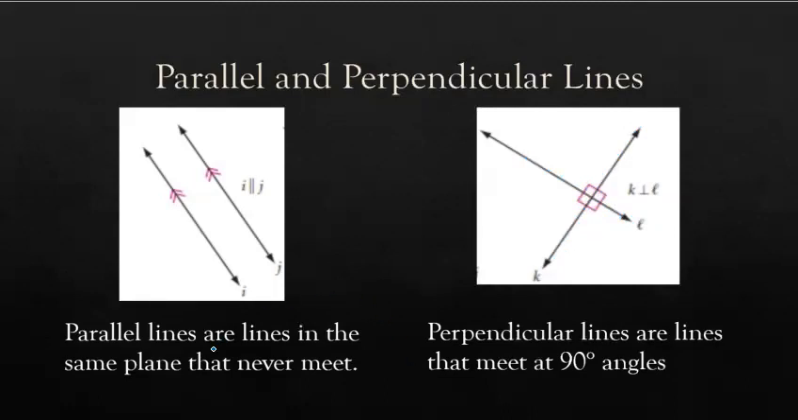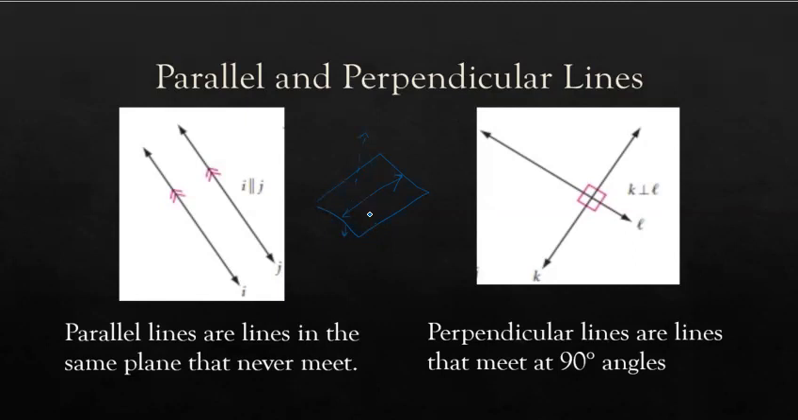Now, why did we use lines in the same plane that never meet for parallel lines, but we didn't specify that perpendicular lines had to be in the same plane? Is there a possibility of having lines that are not in the same plane and they never meet? What if this is our plane? Imagine that's a piece of paper and I draw this line on it, but then I draw a line coming out of it straight up that's going to go down underneath it. Will these two lines ever meet?